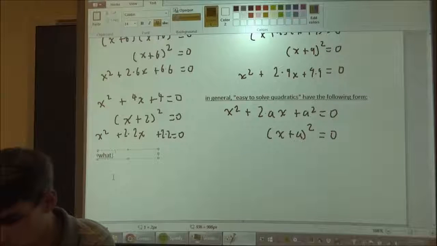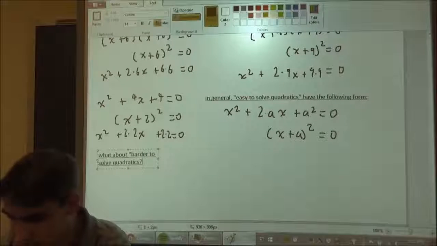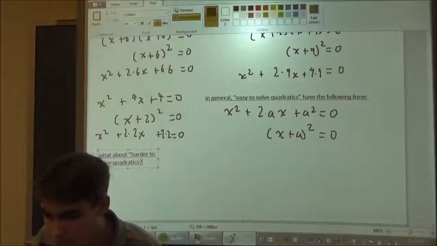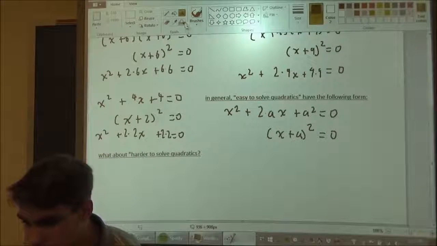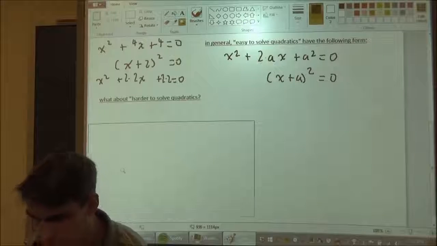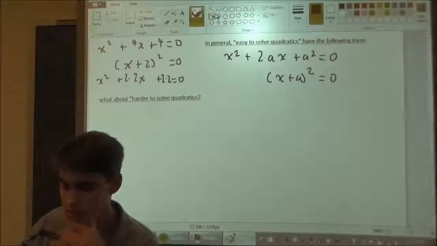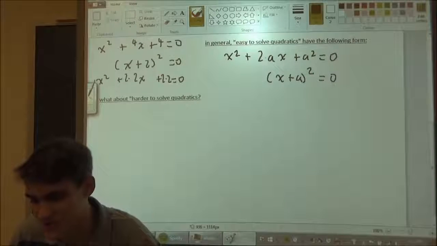I'm going to write, what about harder? I'm using quotations, so I should be consistent with that. Harder to solve quadratic. That T, man, it always slips in. Okay, what about harder to solve quadratics? Let me give myself a little bit more space here. A lot of math about to go down here. Not too much, a manageable amount. So, what about harder to solve quadratics?